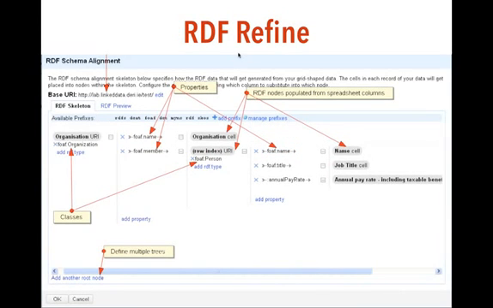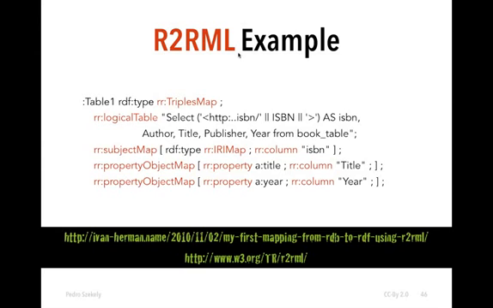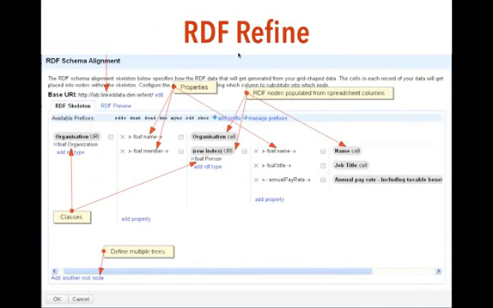So here's the RDF Refine. Instead of having to write things that look like this, which looks like code, I get to do the same thing in a graphical user interface. So here the example is I have an organization and it has a name and members and so on. The members are people and people have names and job titles. And you're basically using this interface to map a spreadsheet to the ontology.